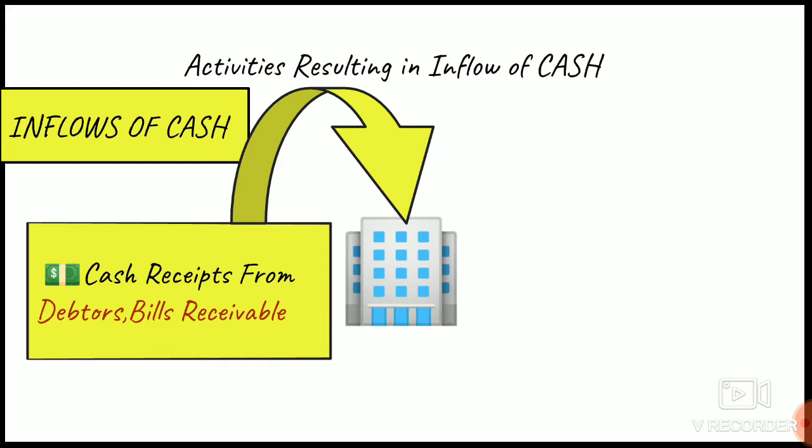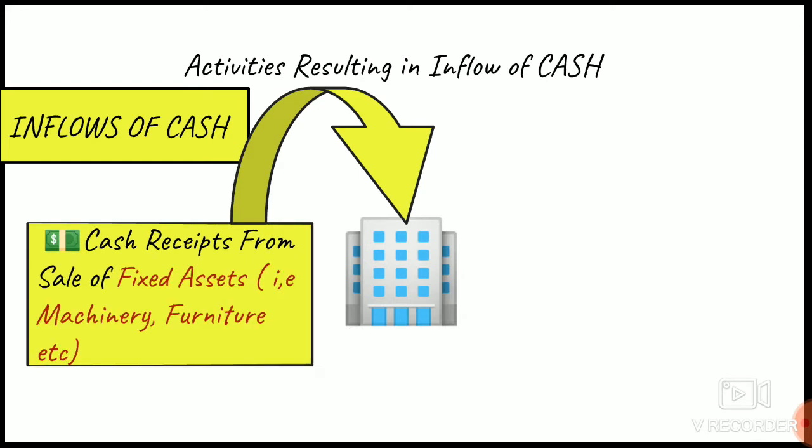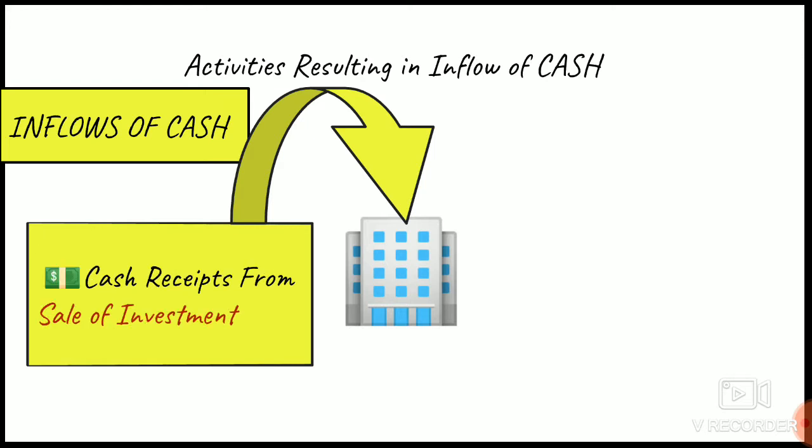Cash received from debtors or bills receivable will result in inflow of cash. Cash received from sale of fixed assets, like cash received from sale of machinery or sale of furniture, will result in inflow of cash. Cash received from sale of investment will result in inflow of cash. For example, if the business has invested in shares and sells these shares, then this will result in inflow of cash in the business.